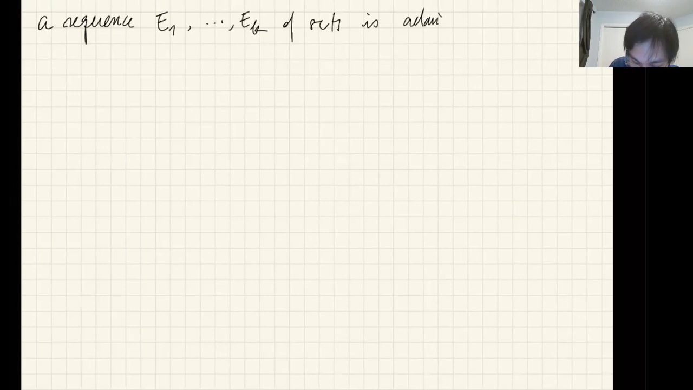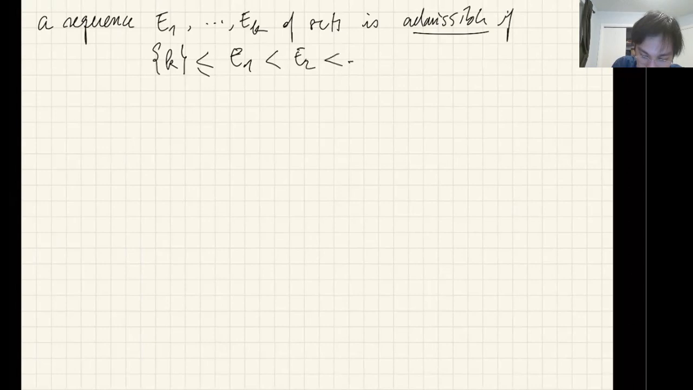Okay, a sequence E1 through EK, these are all sets of sets, is admissible if K is less than or equal to E1, less than E2, and so on up to EK. Note that the K here is the same as the K here.